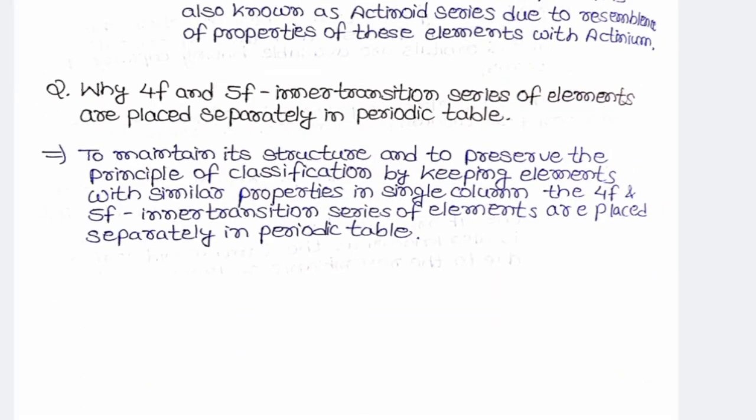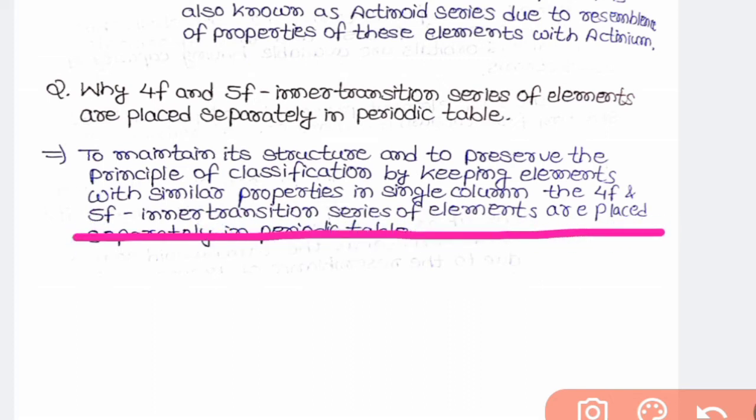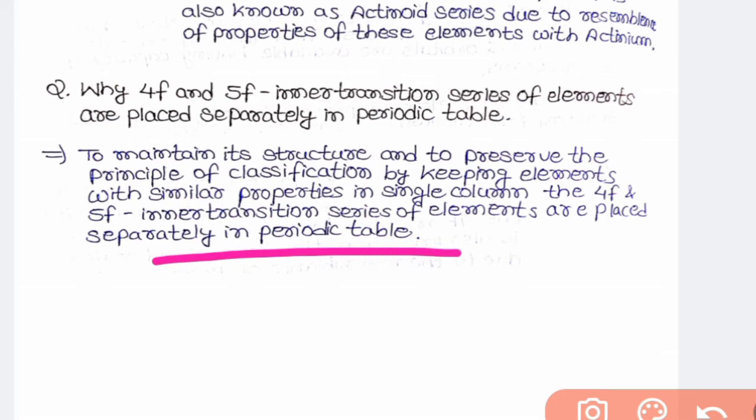Now there is a question: why are the 4f and 5f inner transition series of elements placed separately in the periodic table? The answer is to maintain the structure and to preserve the principle of classification by keeping the elements with similar property in a single column. The 4f and 5f inner transition series of elements are placed separately in the periodic table.